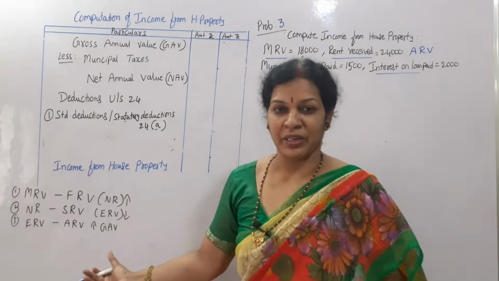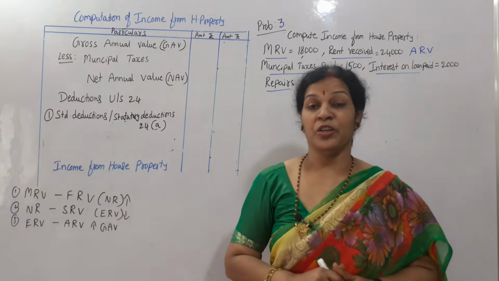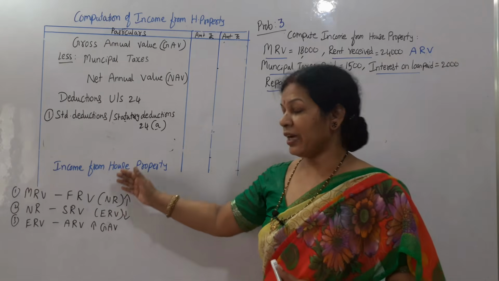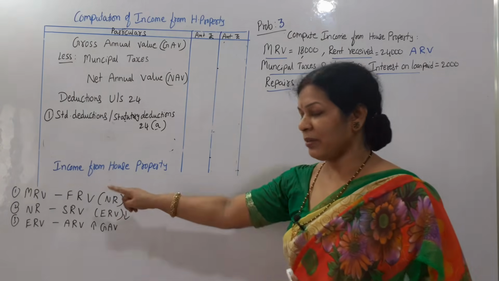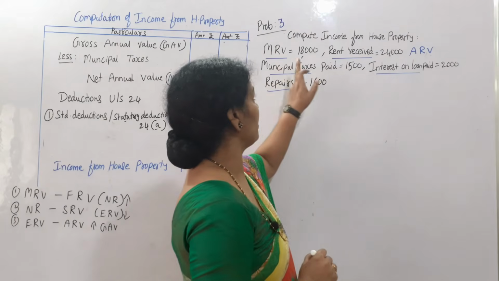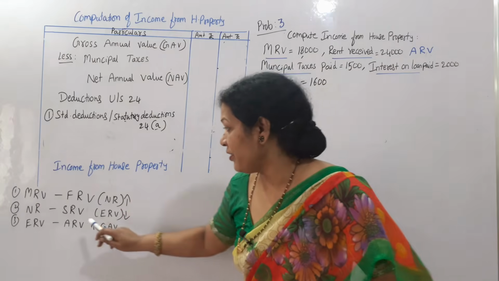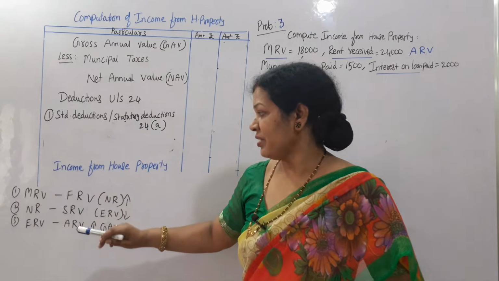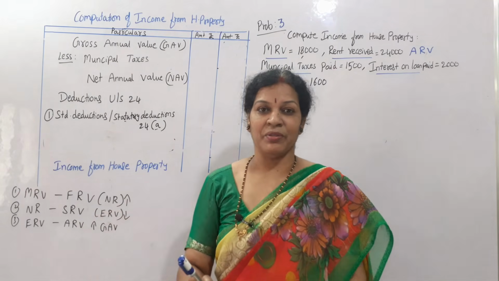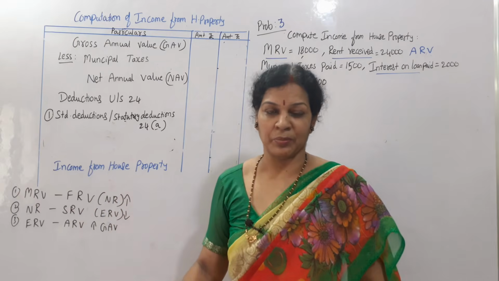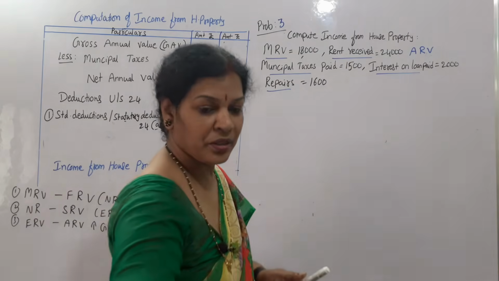You know the pro forma. As per the pro forma, first we need gross annual value. To get the gross annual value we have these 3 steps. But we don't have all this information. MRV is given, municipal rental value is given, and actual rental value is given. Is there any fair rental value? No. Standard rental value? No. So if all this is not given, no need to go for these 3 steps. Only 1 step is enough. We'll show it in the working notes.